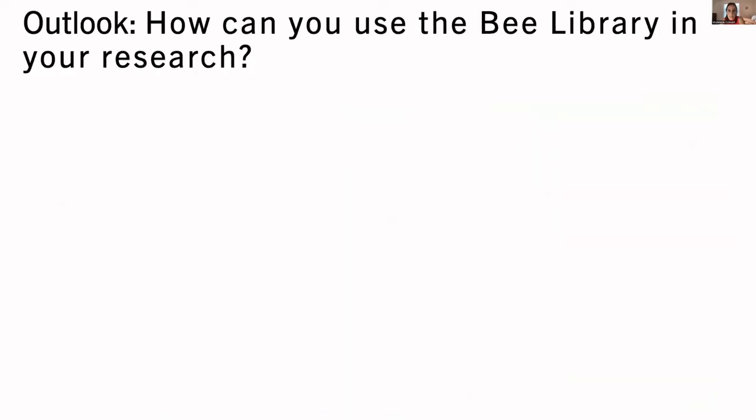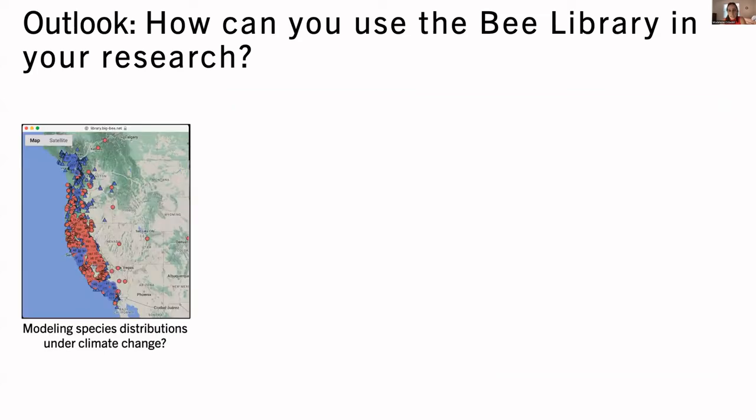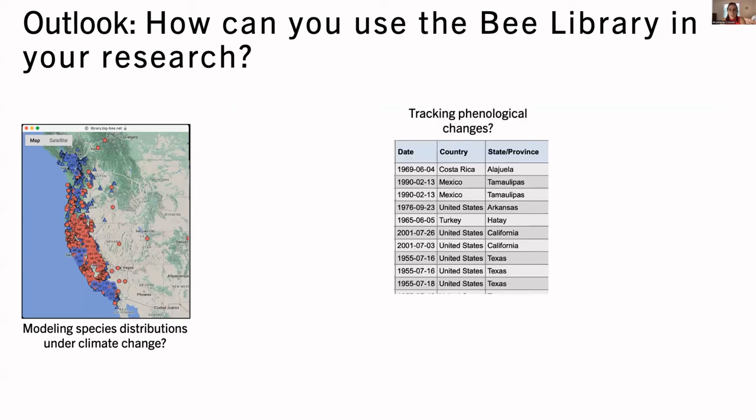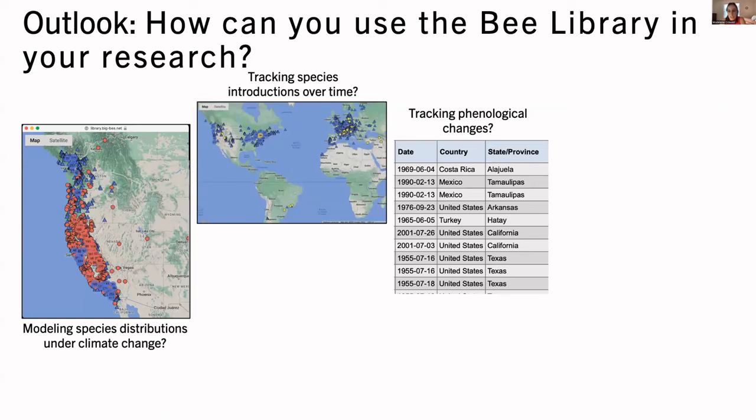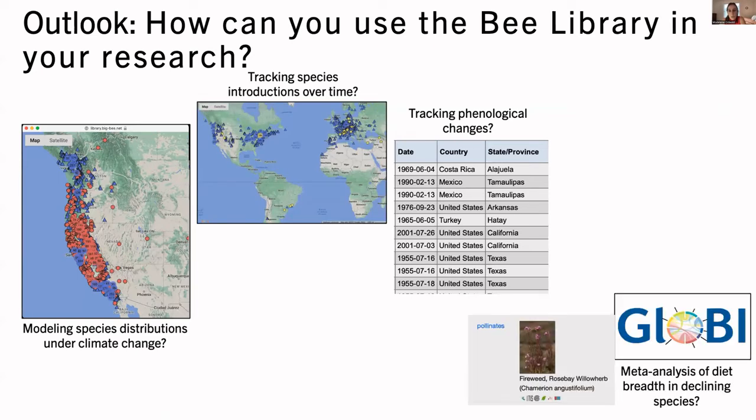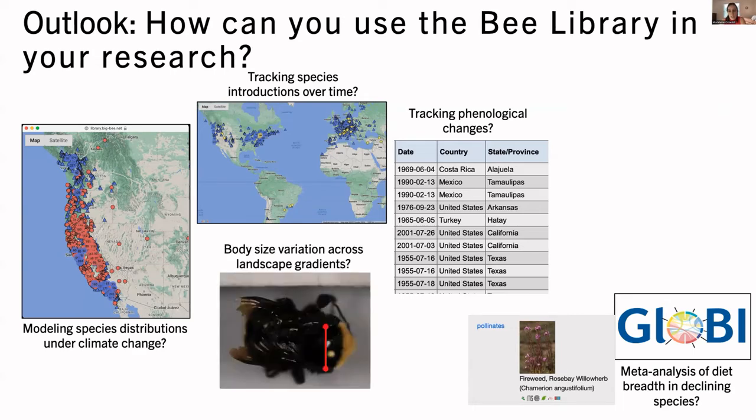So with that, I'd like to just wrap up by encouraging you to think about the ways that this data might expand opportunities for your own research, whether by using occurrence data to inform species distribution models or models exploring changes in bee phenology over time, or perhaps tracking species introductions, or by using species interaction data to understand diet breadth in bees, for example. And finally, these images provide a wealth of opportunities to explore visual traits like body size.